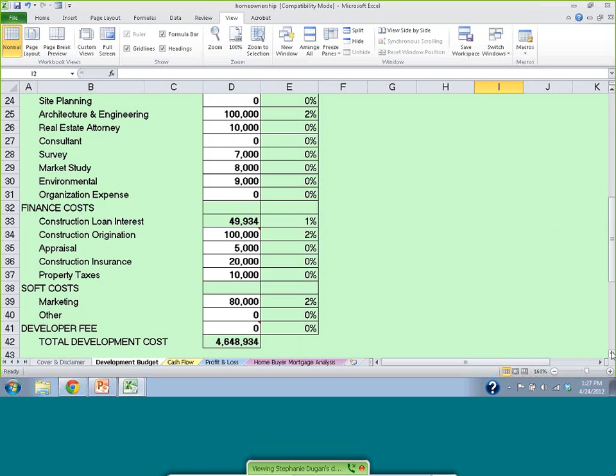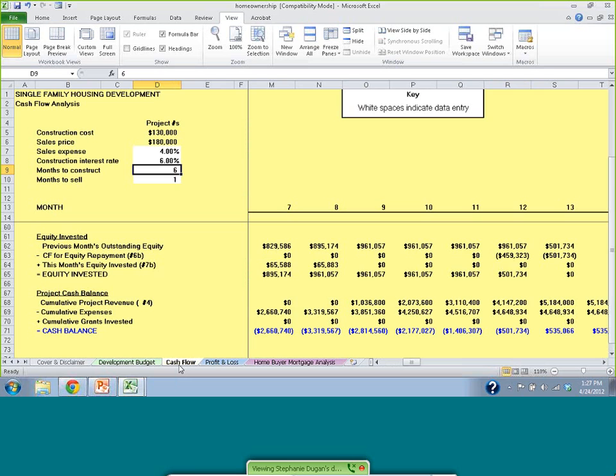If we look at our cash flow statement, I'm going to scroll over to it. We can see here there's our construction cost, $130,000 per unit. It's going to bring in our sales price of $180,000 per unit, and then we've got a commission paid to the realtor of 4%, our construction interest rate of 6%. And in this example, we've got 6 months to construct. This example is actually 5 buildings, 6 units each, and it's taking us 6 months to construct each unit and then 1 month to sell.